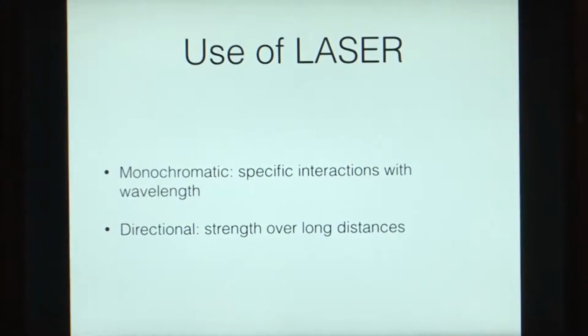Now, why should we use lasers? The use of laser is because of its two properties. One, it is monochromatic, and two, it is directional. By monochromatic, we mean that the laser light will have a single wavelength. Now, that single wavelength is completely known with the device. So, why do we need a single wavelength?